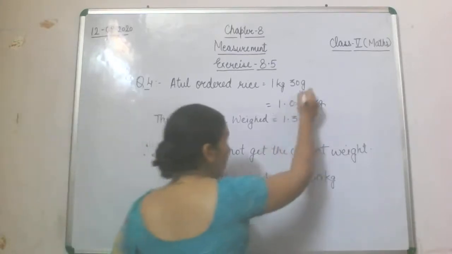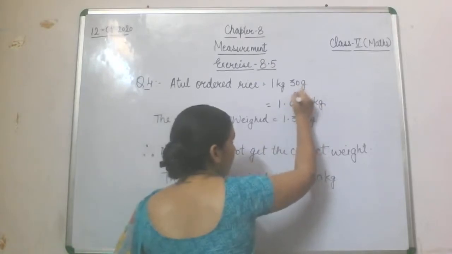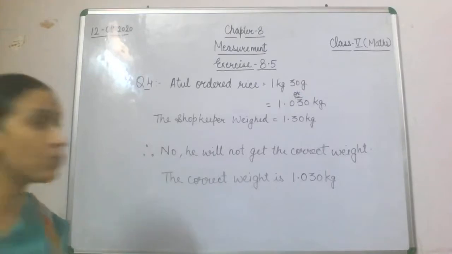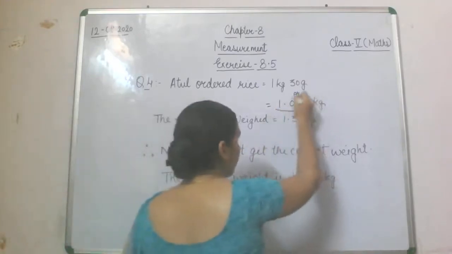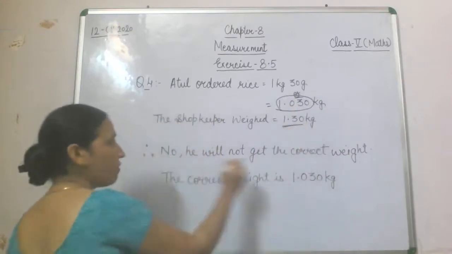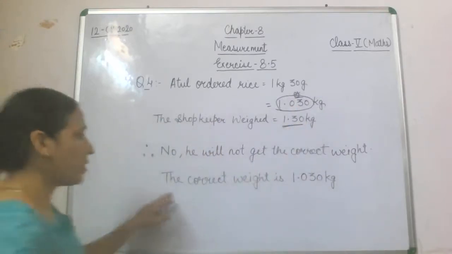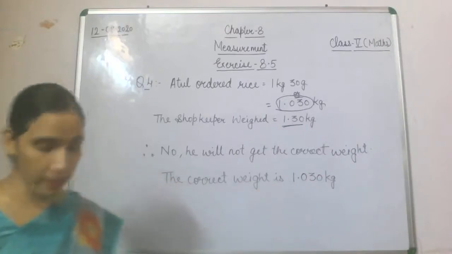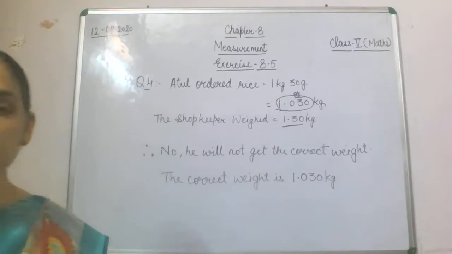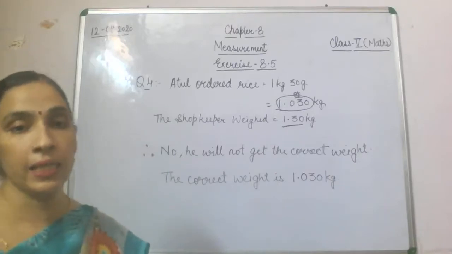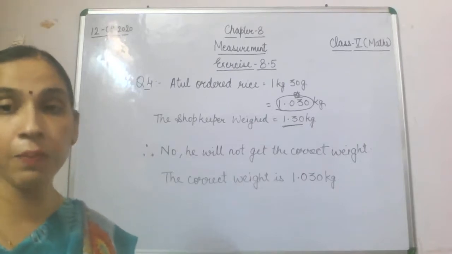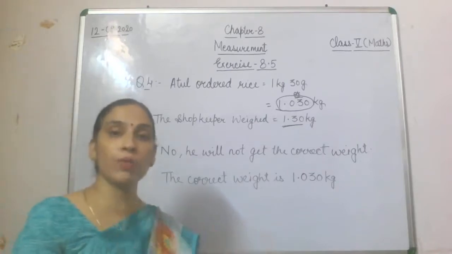See, that's why I have converted it to 1.030. That much weight was ordered by Atul, and the shopkeeper weighed this much. No, he will not get the correct weight. The correct weight is 1.030 kg, or we can say 1 kg 30 gram. So with this, we have completed our conversion part of weight.